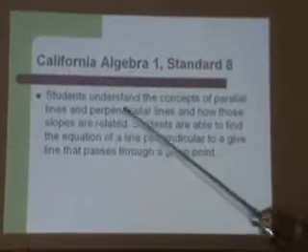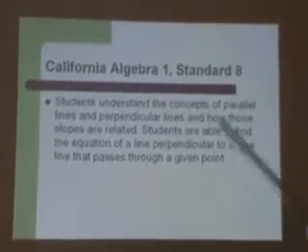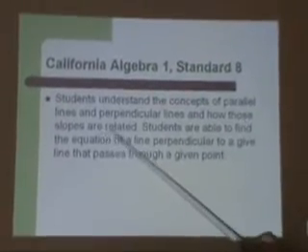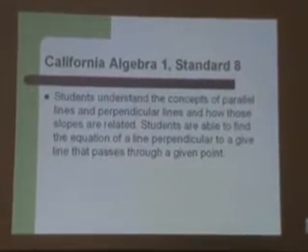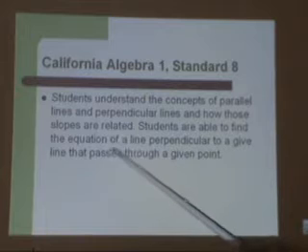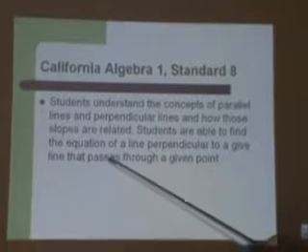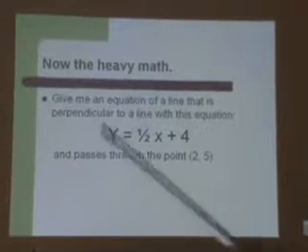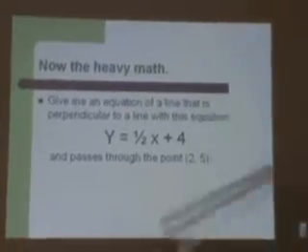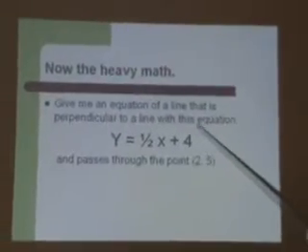Here it is as it's stated in the content standard document. It says, students understand the concept of parallel lines and perpendicular lines and how those slopes are related. Students are able to find the equation of a line perpendicular to a line that passes through a given point. Let me highlight those. Okay? Now they get the heavy math. Give me an equation of a line that is perpendicular to a line with this equation.